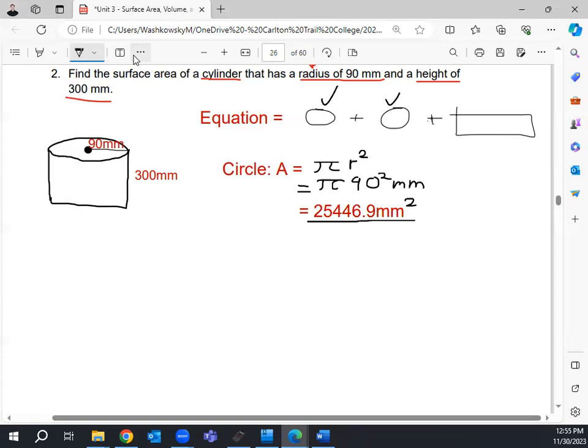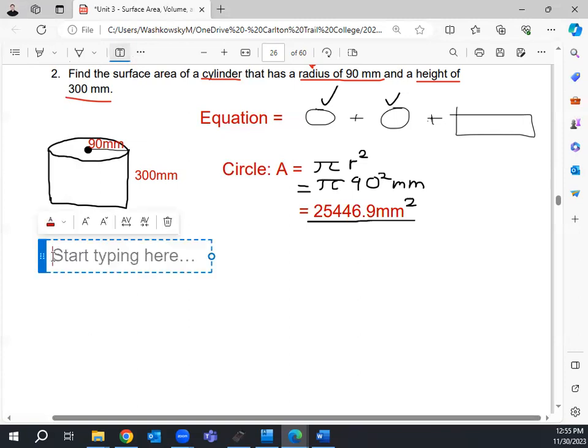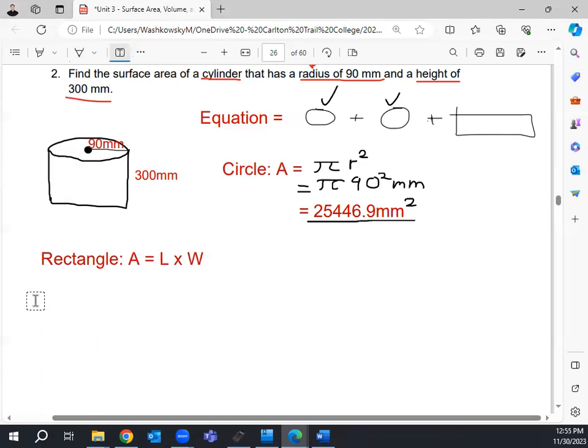So the only thing I have left to do now is I just have to find the area of my rectangle. What's my formula? Rectangle: A equals length times width. Now, this is where it gets kind of weird. If we really think about that cylinder here, remember, that part there is the rectangle. It's this part that I unrolled. I unrolled my cylinder into a rectangle.